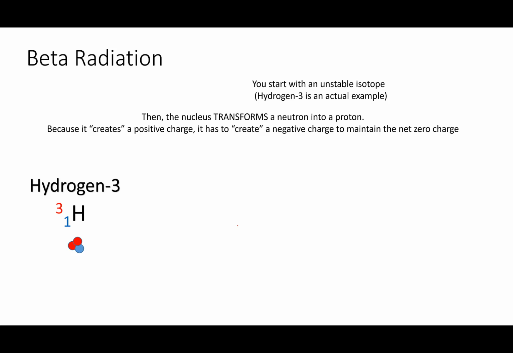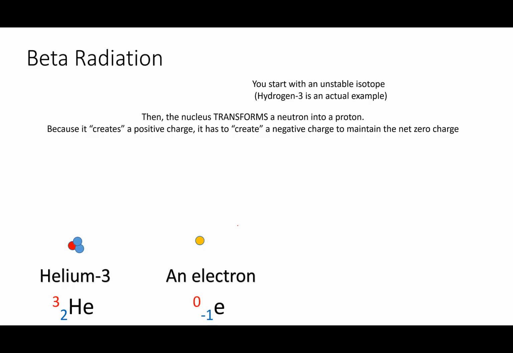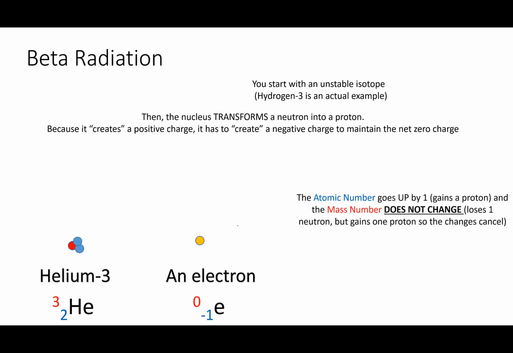So look at this top neutron on the hydrogen-3. It turns into a proton, magically. Now, in order to avoid creating electric charge, which is impossible, it shoots out an electron. So you now have a helium-3 with 2 protons and 1 neutron instead, and an electron. The atomic number will go up by 1 because you gain a proton, but the mass number won't change because you lose a neutron, but then you gain a proton, so they cancel out.